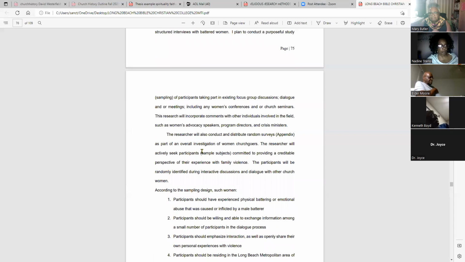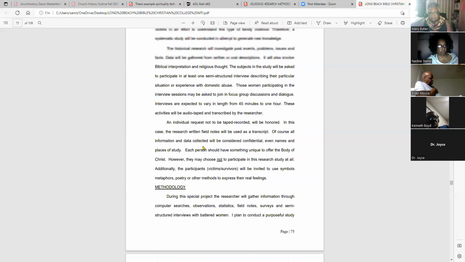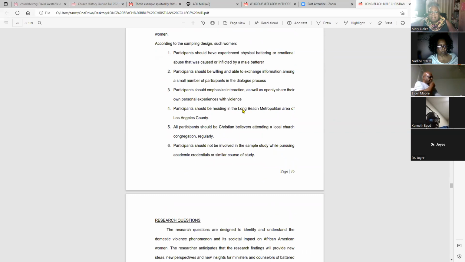The researcher will also conduct and describe random surveys, if that's what you're going to do. If this is what you're going to do, this is your method. Okay? Or if you want to, you don't have to put all of this, because remember when I did this, I was working on a doctorate. That's why there's so much more to it.